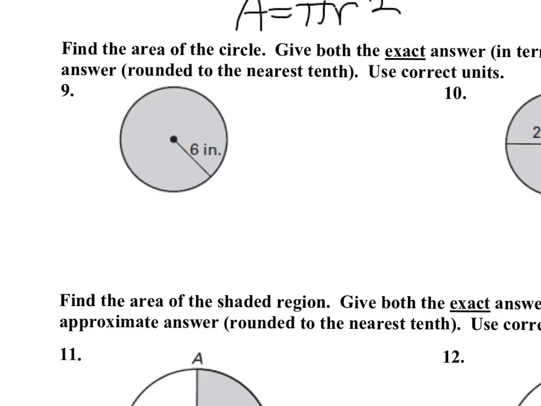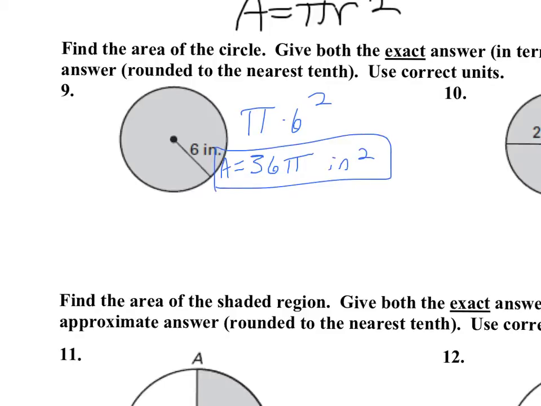Okay, so number 9. Pi r squared is just pi 6 squared. Now don't leave that as your answer. We can do a little bit more. 6 squared is 36. So our area is 36 pi square inches. That would be the exact number. You can also type that into the calculator to get the approximate area. You'd get 113.1 square inches. Make sure you're using correct labels.